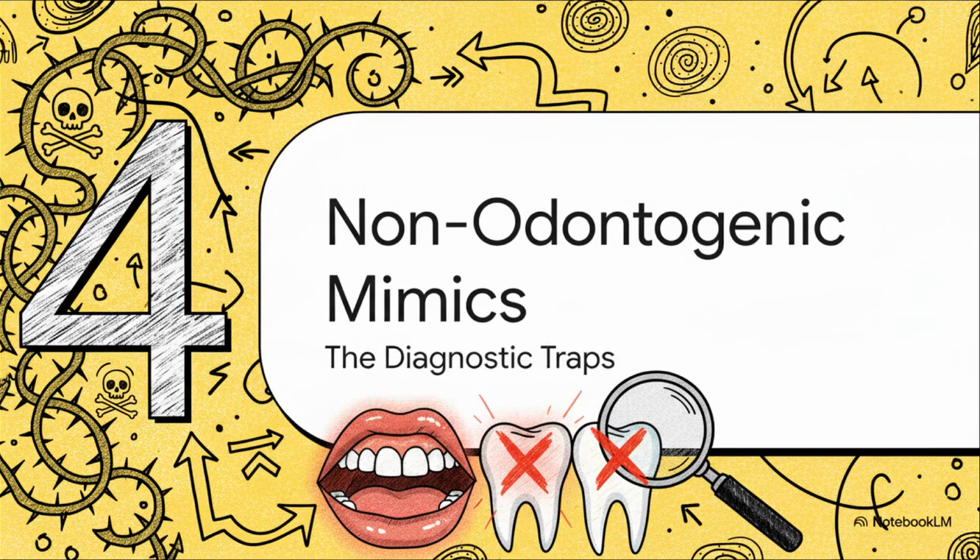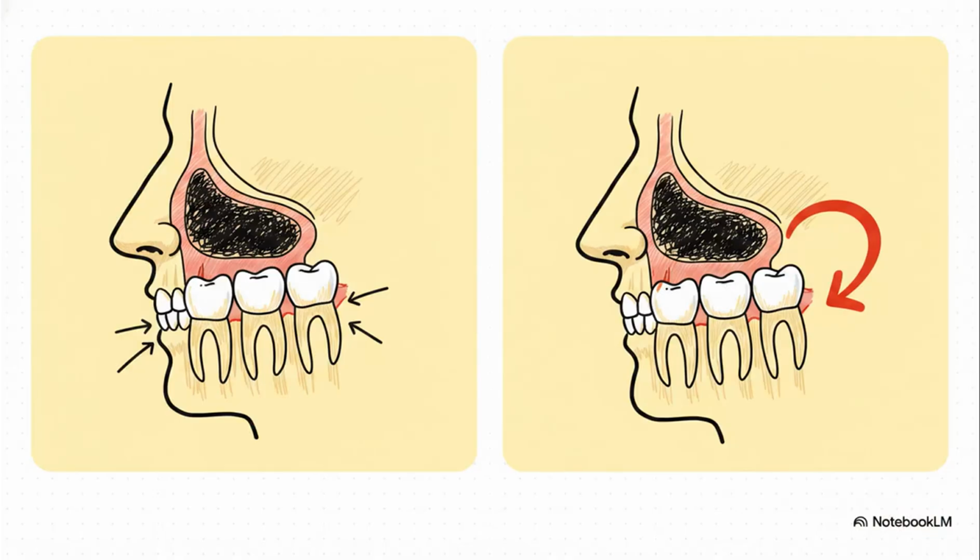Let's dive into Section 4, non-odontogenic mimics, the diagnostic traps. We are now entering the absolute most dangerous territory for fresh grads. Diagnostic traps where systemic issues masquerade as dental pain. Acute maxillary sinusitis is the classic mimic. It creates incredible diagnostic confusion because it makes the posterior maxillary teeth extremely sensitive to cold and percussion. It perfectly fakes the signs of pulpitis.